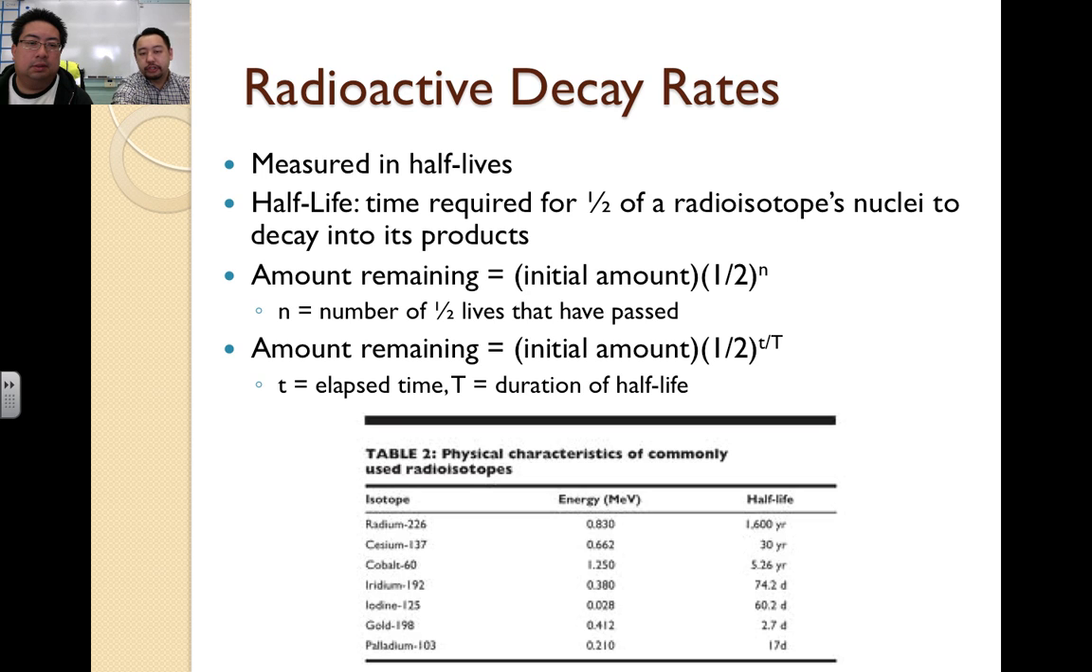The equation for figuring out the half-life of a substance is shown here, where you have your initial amount, your starting material, and then one-half raised to N, the number of half-lives that have occurred. We can also represent N as little t over big T, where t is elapsed time and T is how long a half-life is.